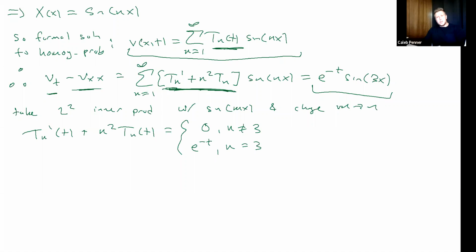Do we not have a factor of 2 over pi from the integral of sine nx and sine nx? No, because that factor would be common everywhere, so you can essentially cancel it out. It should show up everywhere. Right. Thank you. Sorry. No, that's fine. Other questions?